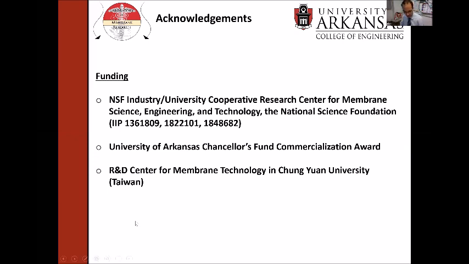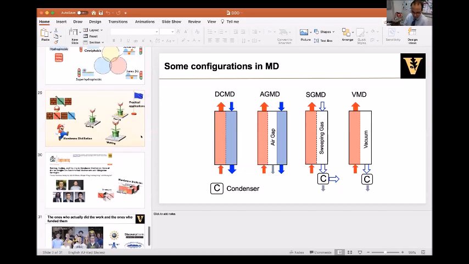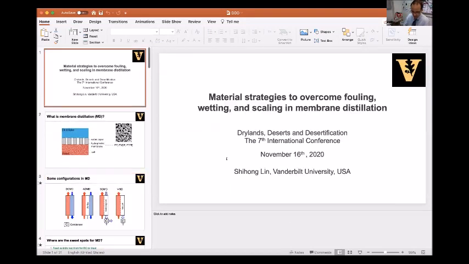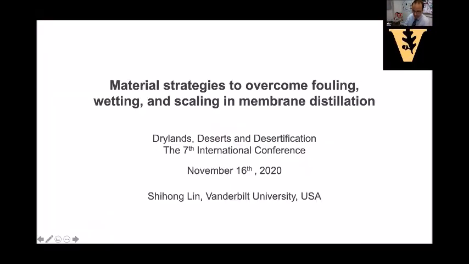The next talk is from Professor Shihong Lin from Vanderbilt University in the United States, and he'll be speaking on material strategies to overcome fouling, wetting, and scaling in membrane distillation. So another related talk. And Professor Lin, please, the floor is yours.